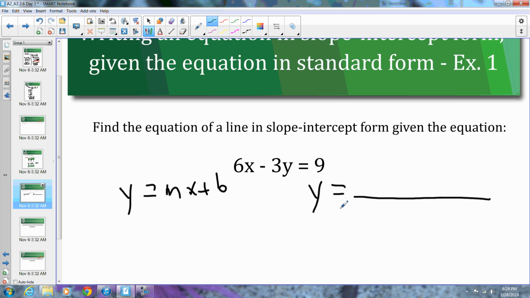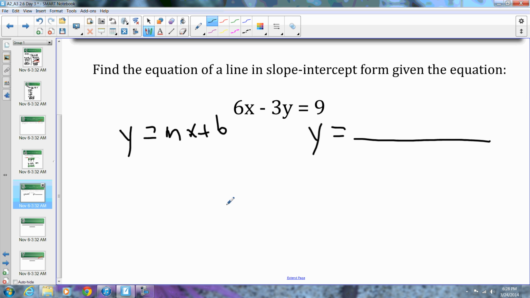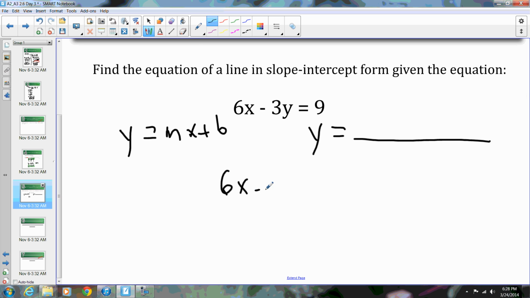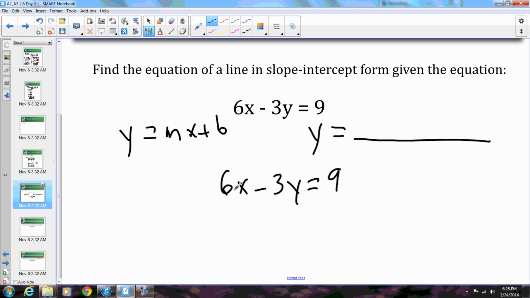Here, we're not just adding or subtracting a constant from both sides like we did with point-slope form. We do need to do a little bit more work. So I am starting with the equation 6x minus 3y is equal to 9, and I'm going to rewrite it just for clarity. I want to isolate for this y. I want it to be the only thing. So how do I do that? The first thing that's being done to y inside of the equation is that I'm adding 6x.